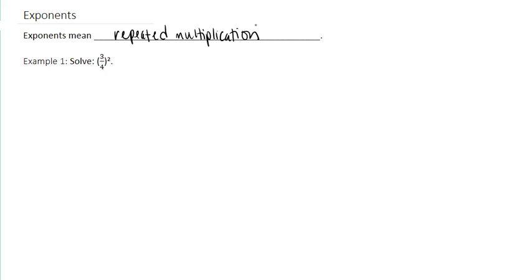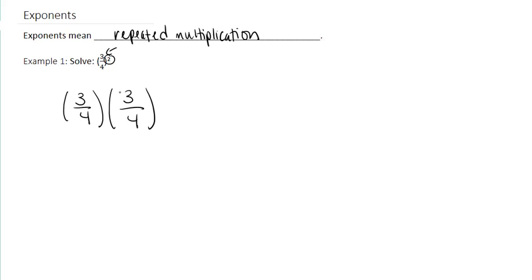Example 1. Solve for 3/4 raised to the second power. Like we've done before, we're just going to take this 3/4 and put 2 of them. This shows us that we have a base number of 3/4 and we have 2 of them, and we're going to multiply them together.